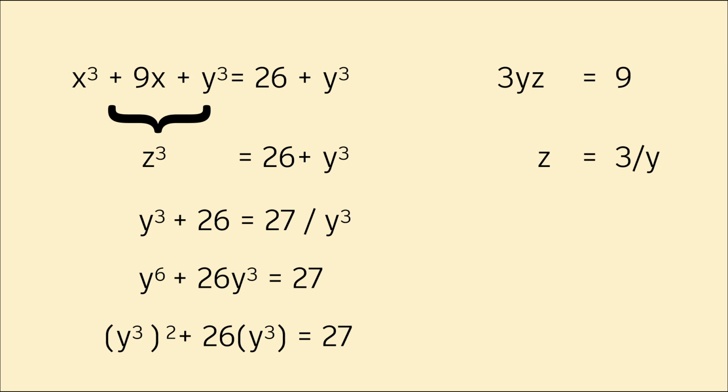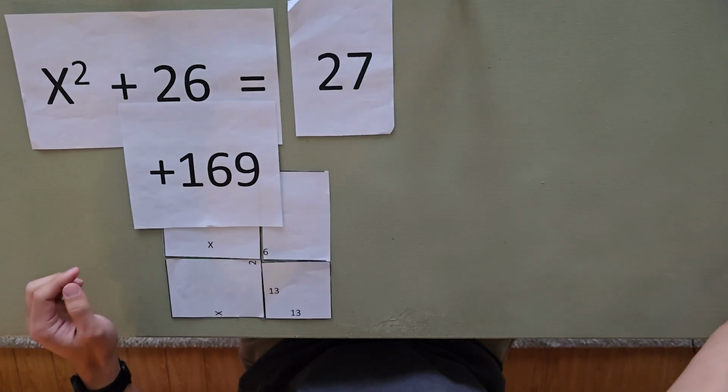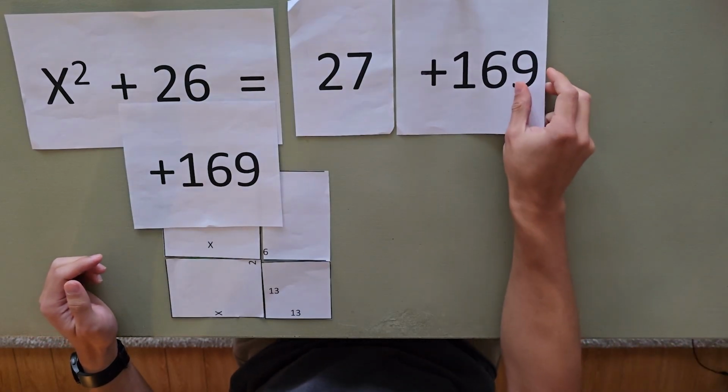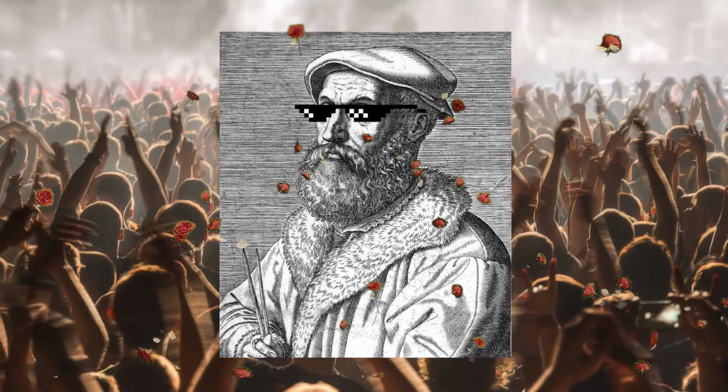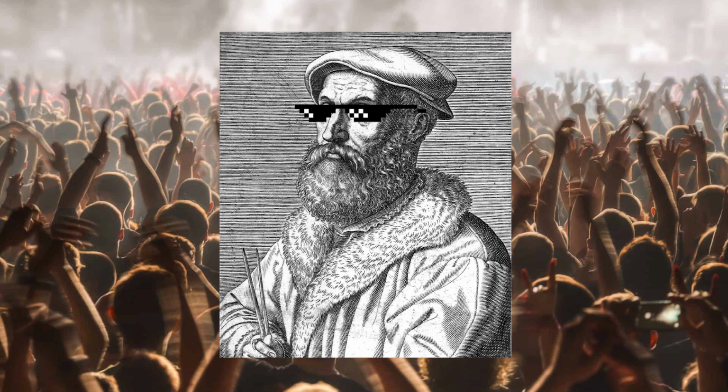At first, it might look like we are far worse off than when we started. However, if we think of y cubed as a variable, we get a quadratic formula, the same quadratic formula we solved earlier. So if y equals 1, z equals 3, and since x plus y equals z, that means x equals 2. This made Tartaglia the second person in history to solve the cubic equation.